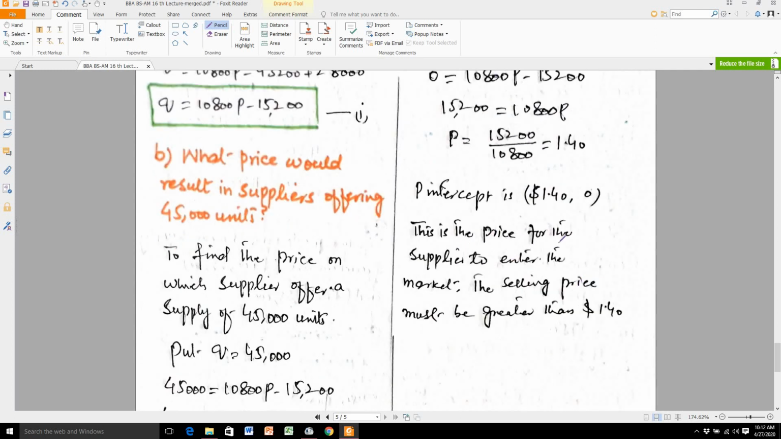This is the price for the supplier to enter the market. The selling price must be greater than 1.40. This is the threshold value for a supplier to enter the market. It is the basic step. If you want to enter the market, the first step is that the price is equal to 1.40 at this minimum level. Then after this, for selling, its value must be greater than 1.40. Otherwise, it shows the break-even point. From an earning point of view, the value of each unit must be greater than 1.40.